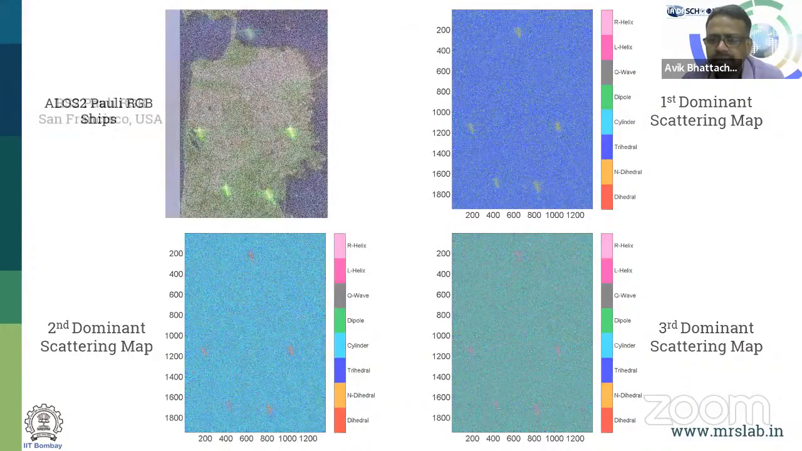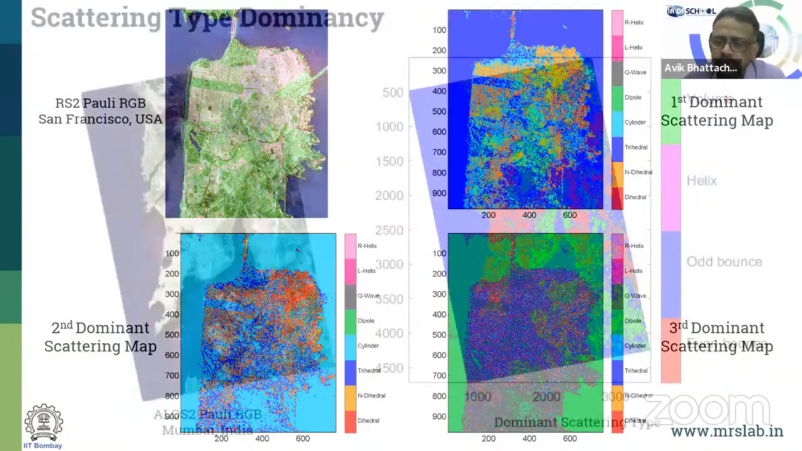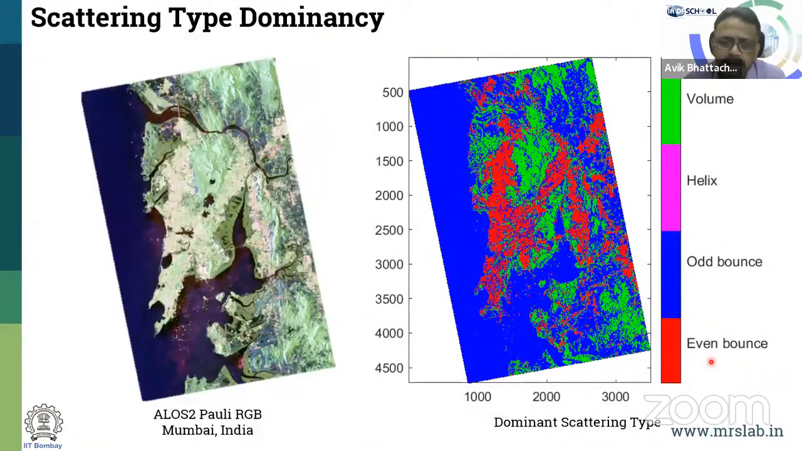Similarly, if you go for this area, which is the San Francisco area, you can see this is an urban area with some vegetation and water body. This is the first dominant, which is again true, because the water body will be the first dominant, a trihedral, known from literature. The urban areas over here will have trihedral and so on. As you move on, it will again be more and more noise-like. I can utilize them to characterize this image, an area from ALOS to Mumbai. I can find out classes for the type of scattering over here.